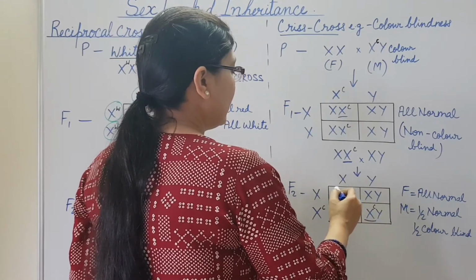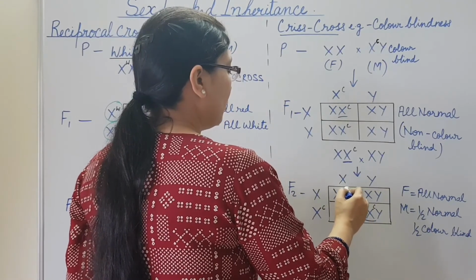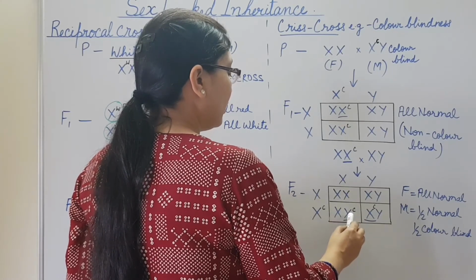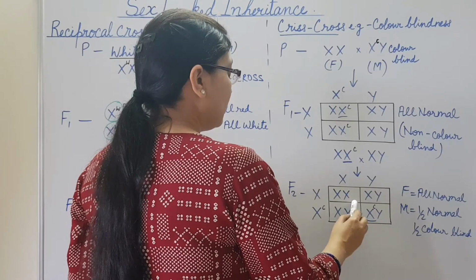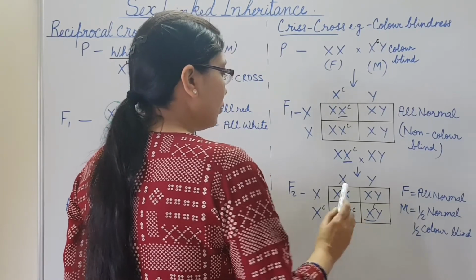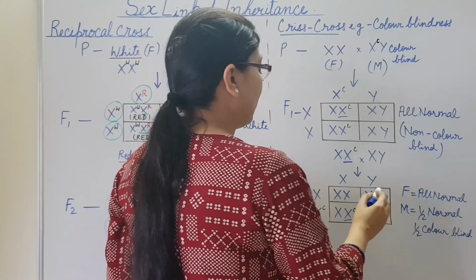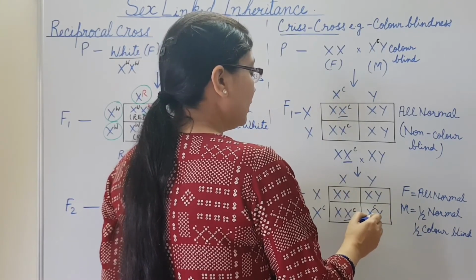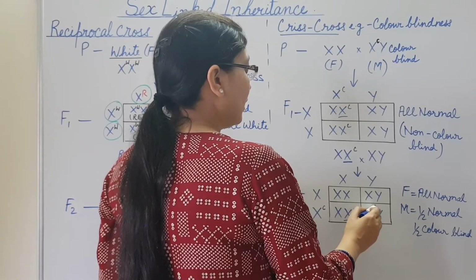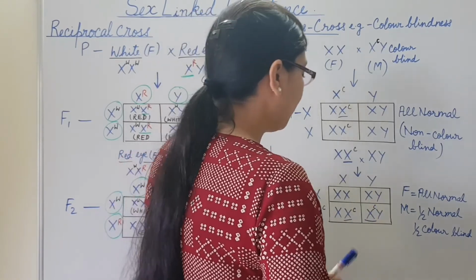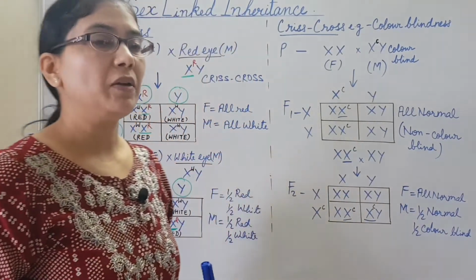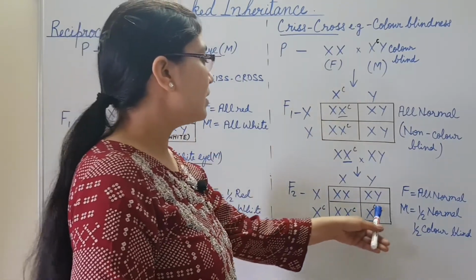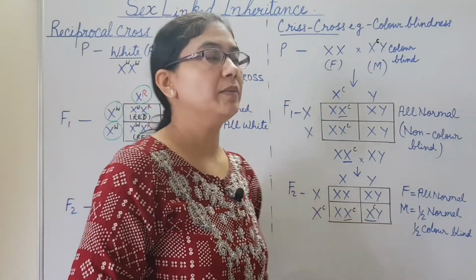This female has both X chromosomes with the normal allele, and here one of the X chromosomes has the normal allele and the other has the allele for color blindness, but because it is recessive, it is not expressed. If we see the males, one of the males receives the X chromosome with the normal allele and the other receives the X chromosome containing the allele for color blindness. So, here only one X chromosome is present, so this allele for color blindness is expressed. Hence, half of the males are colorblind.